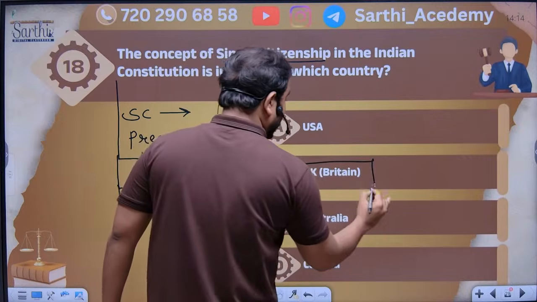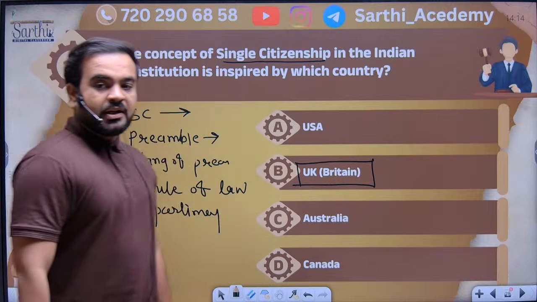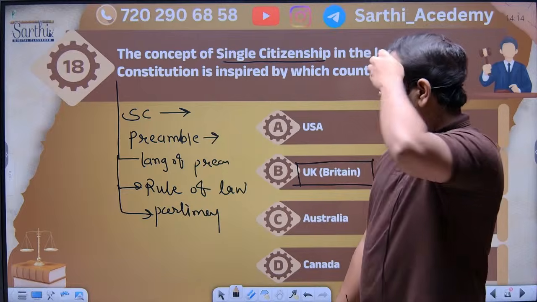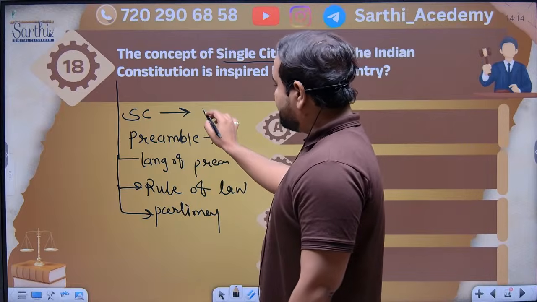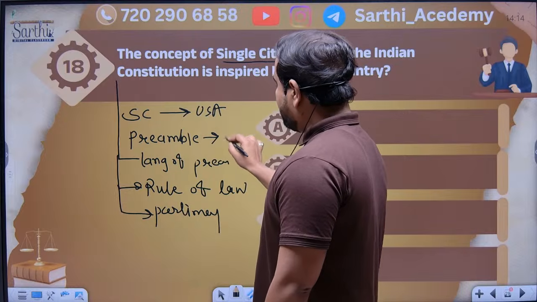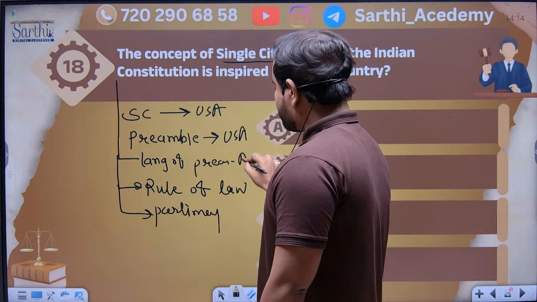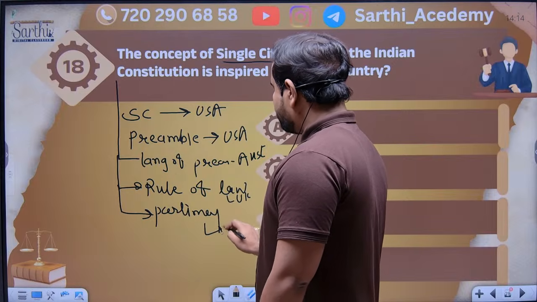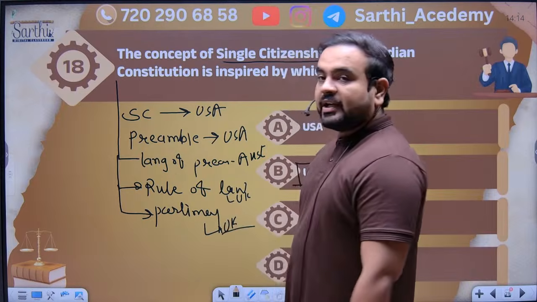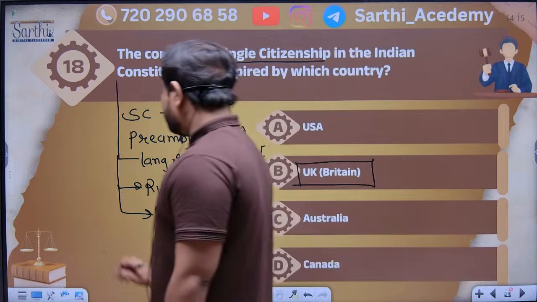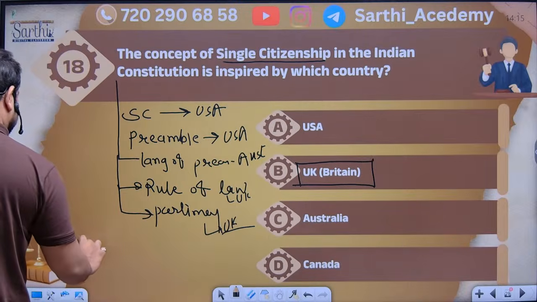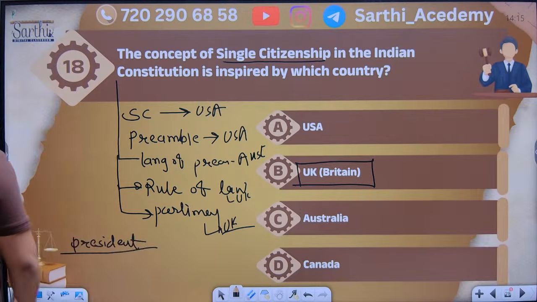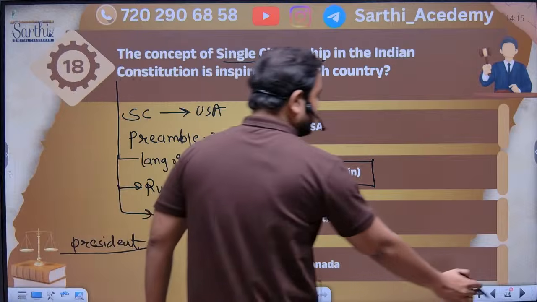Yes, United Kingdom. Single citizenship is from the United Kingdom, not from USA. Preamble, okay, you are giving this answer. Supreme Court, yes, USA, very good. Preamble, again USA. Language of preamble, Australia. Rule of law, UK. Parliamentary system, again from United Kingdom. The office of president, so we have taken the office of president from which country? Again, USA.